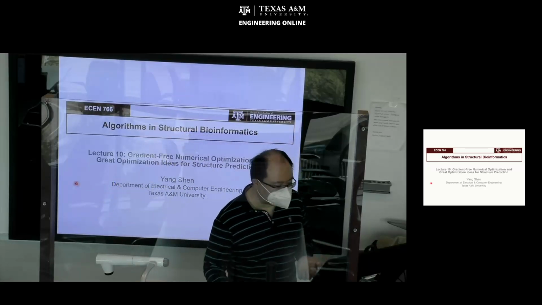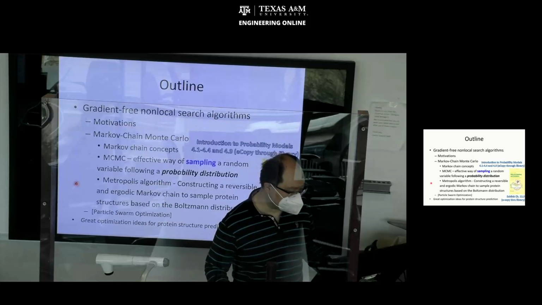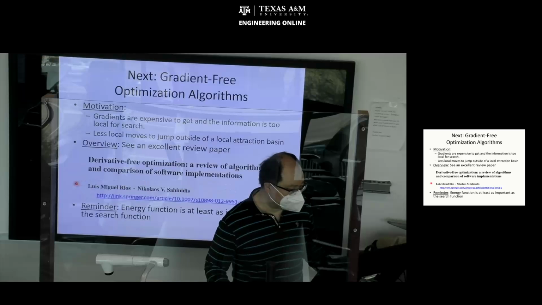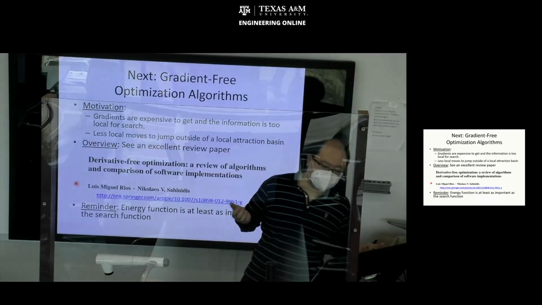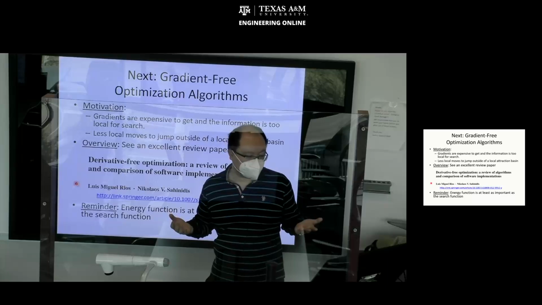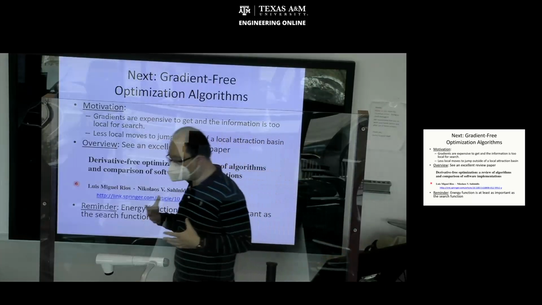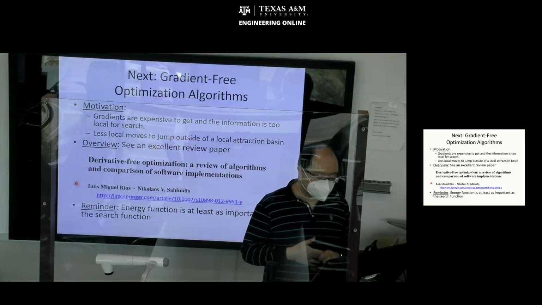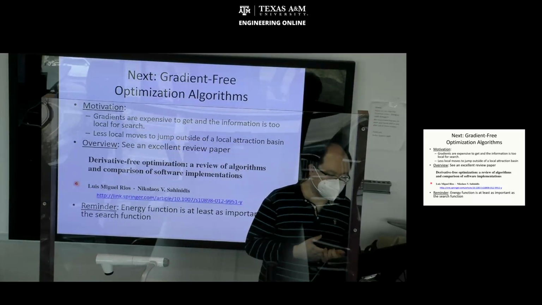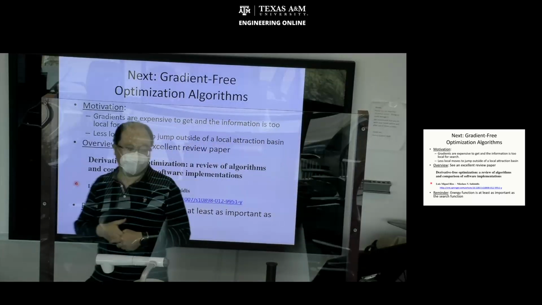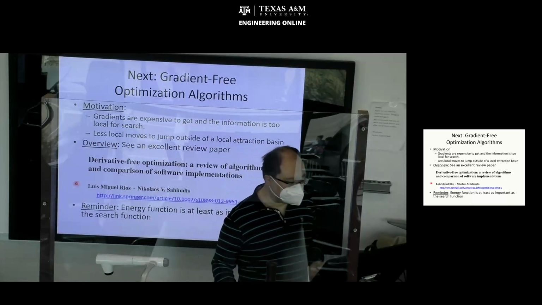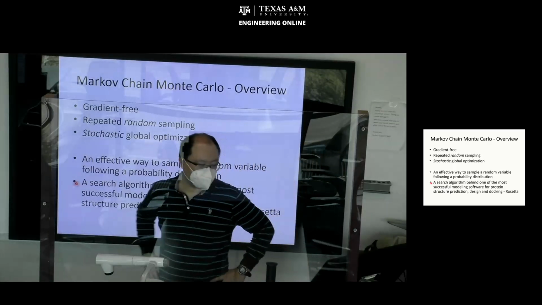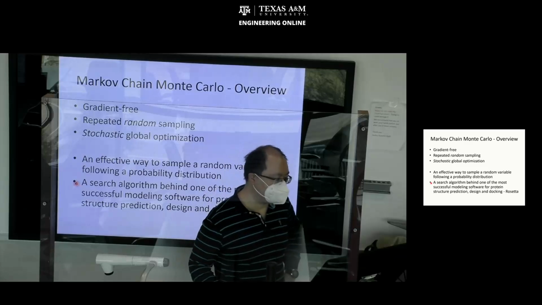In the meantime, we also knew that these gradient-based algorithms are probably only useful for local minimization, because they are too expensive to get, yet not that informative for the global search. So you can locally remove some clashes, and that's probably what gradients are good at. So very often we have to count on derivative-free optimization, and that's why we talked about Markov Chain Monte Carlo, okay?